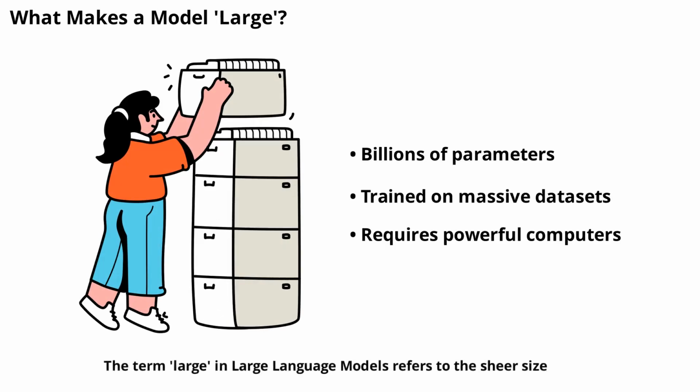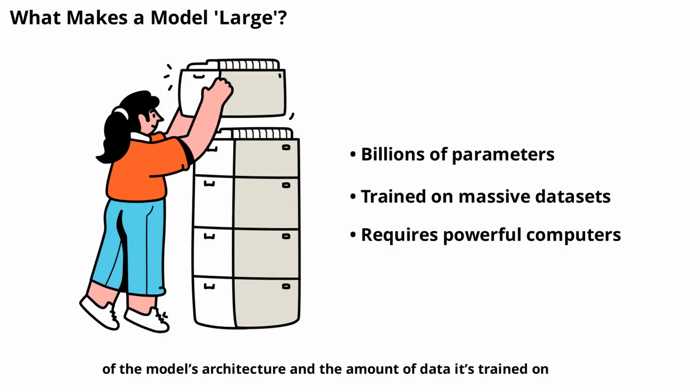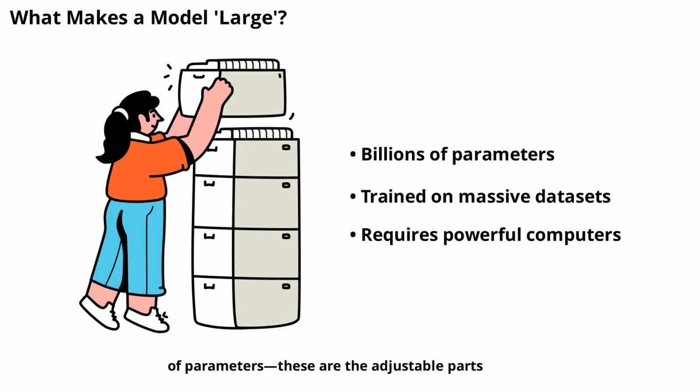The term large in large language models refers to the sheer size of the model's architecture and the amount of data it's trained on. LLMs are built with billions, sometimes even trillions of parameters. These are the adjustable parts of the model that learn from data. The more parameters, the more complex patterns the model can recognize and generate. Training such a model requires massive computational resources and huge datasets, often sourced from books, articles, websites, and more.